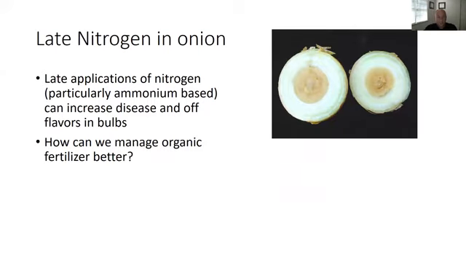Obviously, late applications of nitrogen, we've seen in the past, particularly ammonium based, can increase disease levels and off flavors in bulbs. Bacterial diseases have been shown to be increased with high nitrogen late. So how can we manage organic fertilizers better so that we're not getting this huge shot of fertilizer late in the season, but yet we're still meeting the needs of that plant?